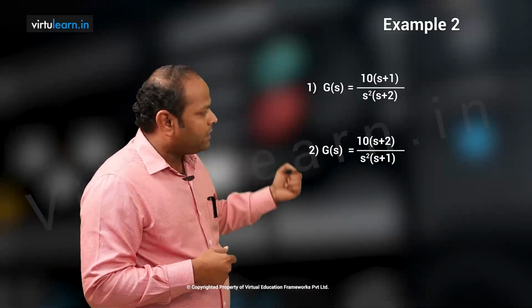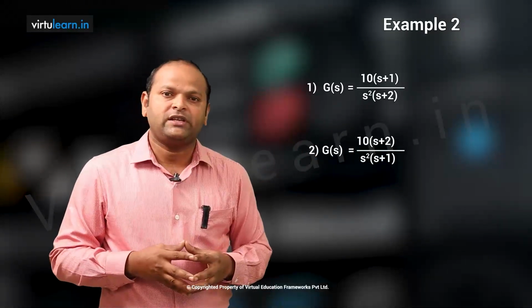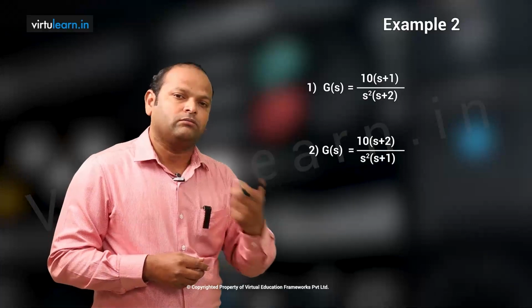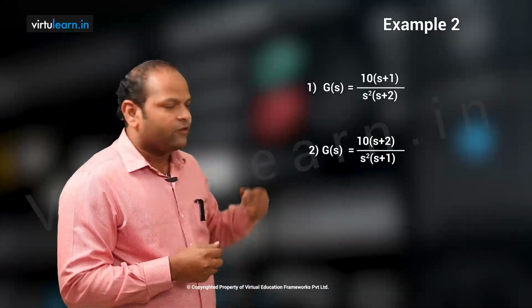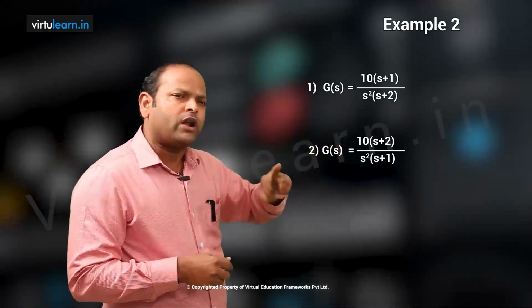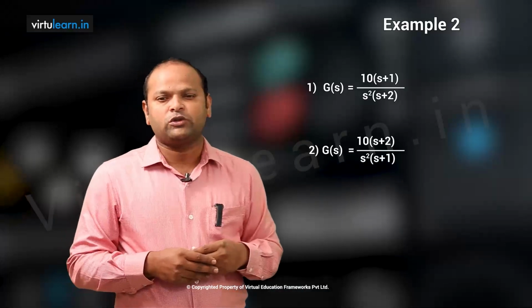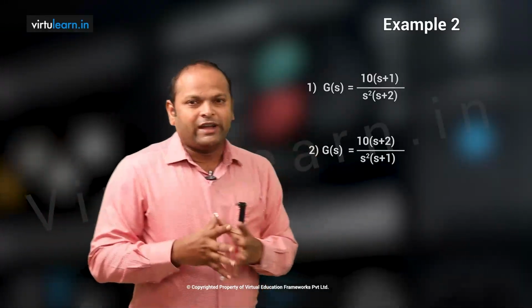But in the immediate next one, these poles and zeros are interchanged, which means the location of the pole has become zero and the zero's location is occupied by the pole. Therefore, it is 10(s + 2) divided by s square into (s + 1). What happened when you interchange the location of poles and zeros? Clearly, we can find the stability. Now, so we will take the first case.